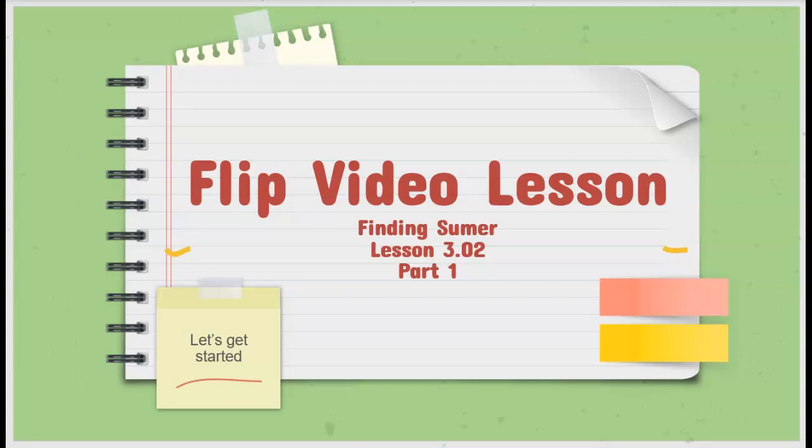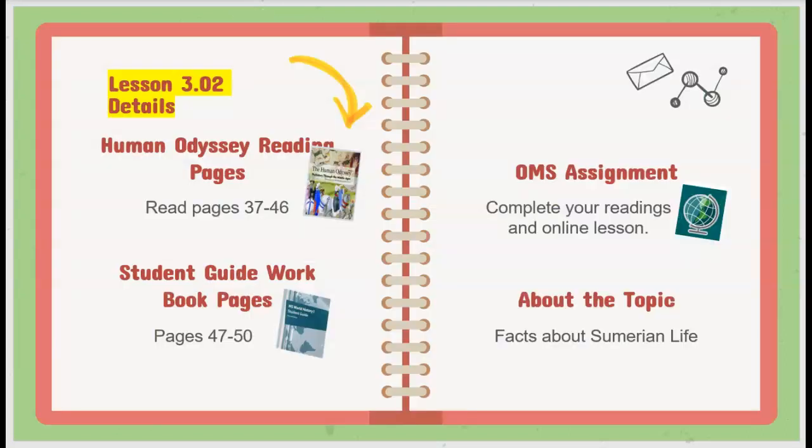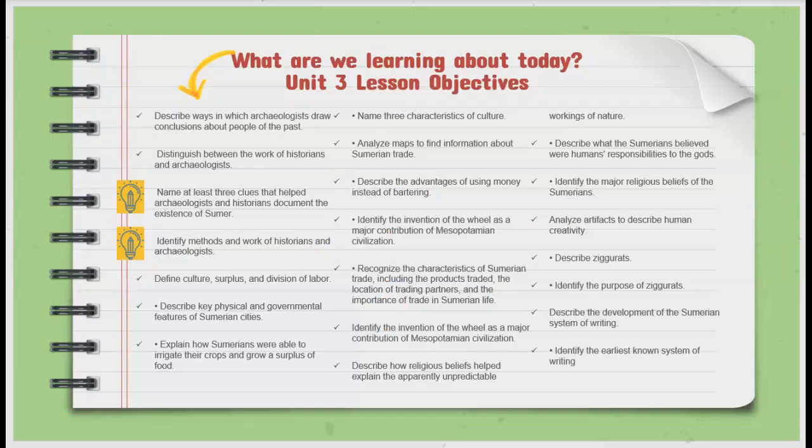So there are two parts to this flip video lesson. Part one is all about finding Sumer. So your Human Odyssey reading pages 37 to 46, and then your student guide pages 47 to 50. And remember, this is just the first part of the lesson, so there will be two parts to the lesson. Complete your readings and your online lesson, and then facts about Sumerian life. So we're going to be talking all about Sumerian life.